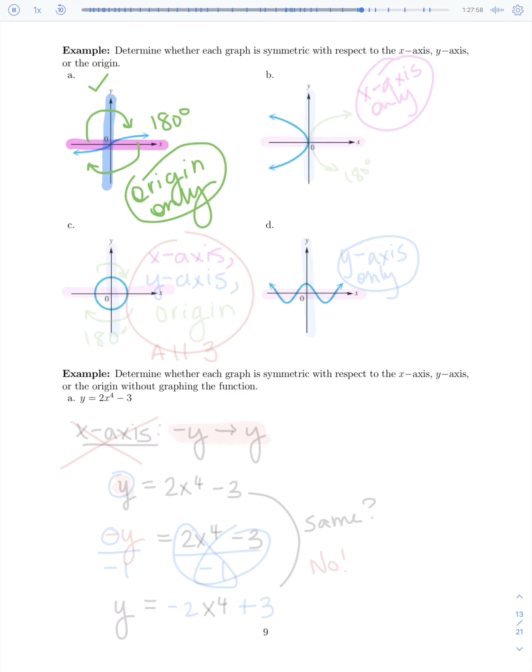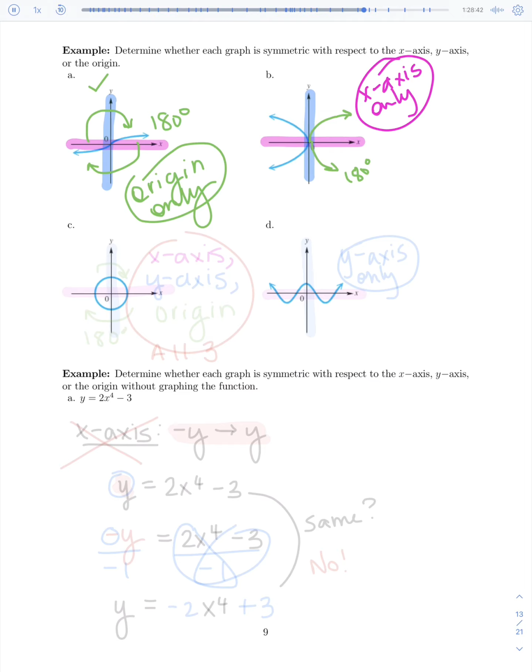Let's take a look at B. In B, if we cut along the x-axis, notice we do have the same picture on the top and the bottom. So this does have x-axis symmetry. You have to keep going, though. You can't assume that's all there is. Cut it along the y-axis. You don't have the same picture on both sides. What would happen if you rotate this graph by 180 degrees? It would not be the same picture. You would end up with kind of the reverse picture. If you shifted it by 180 degrees, it doesn't help you. It's not the same picture. So it only has x-axis symmetry.